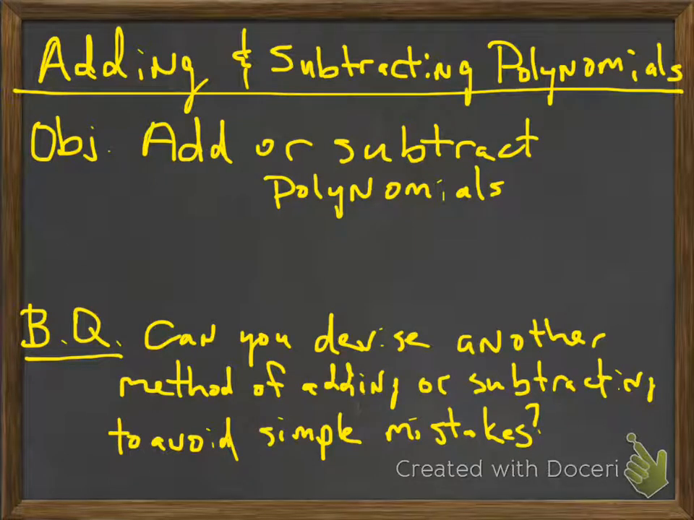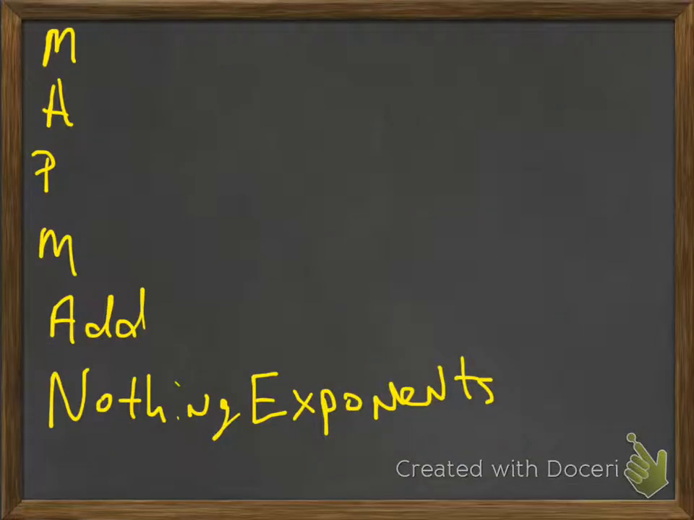Welcome to adding and subtracting polynomials. Simple objective, we want to add or subtract polynomials. And so my big question for this one is, can you devise another method of adding or subtracting to avoid simple mistakes? So can you come up with something else? I'm going to show you something that I would recommend for y'all, but would you like to use that or something else? So let's look at the next slide.